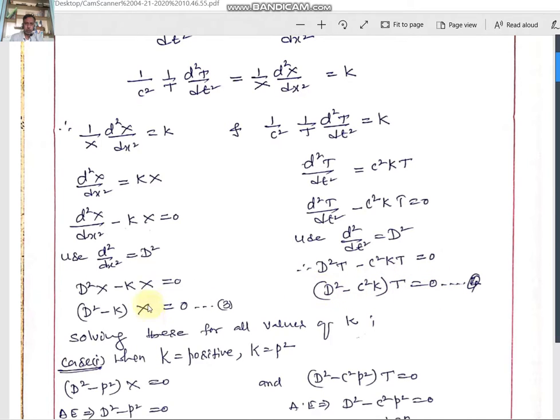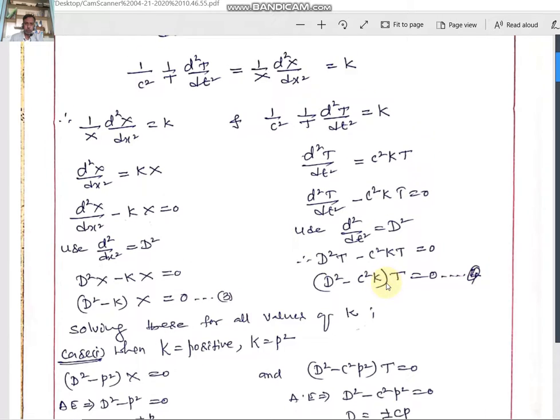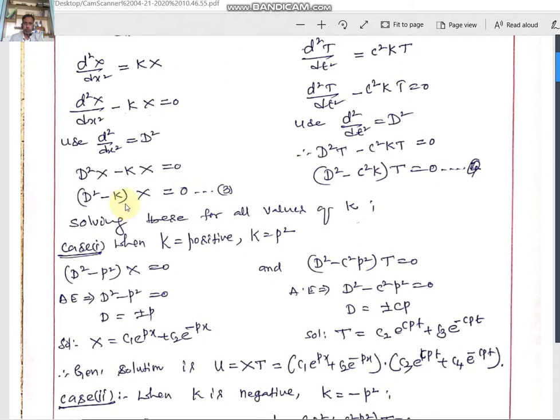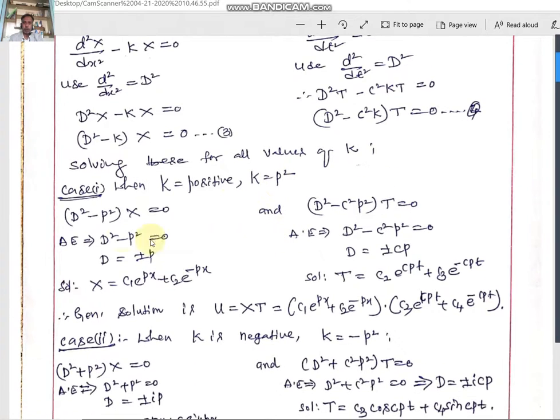So let us find the solution of these two equations for various values of k. Earlier we have seen k was taken as positive, negative and 0. Same thing will be applicable here also. When k is positive, that is p square, we will get d square minus p square, that is the auxiliary equation. D is equal to plus or minus p. Two real roots you will get. Complementary function will be c1 e power px plus c2 e to the power minus px.